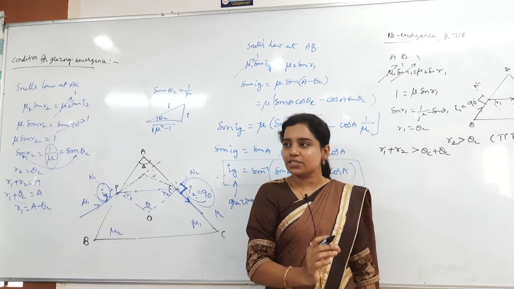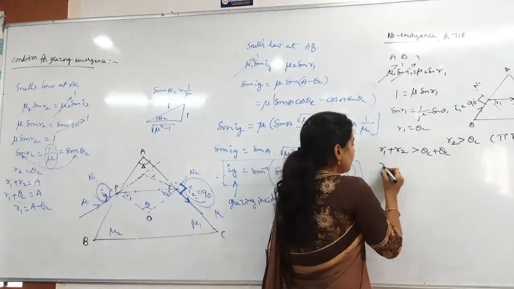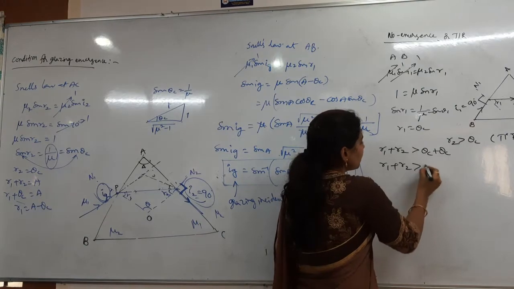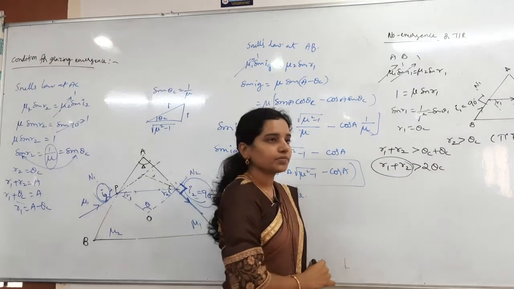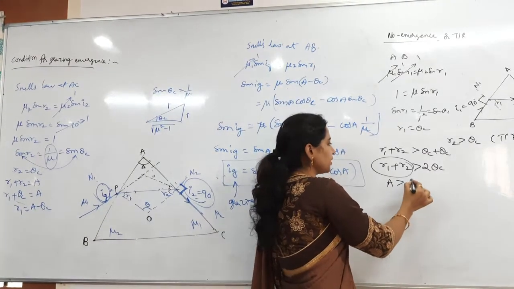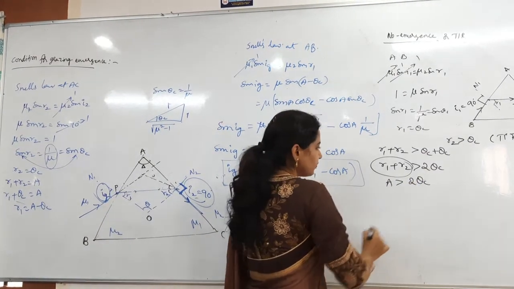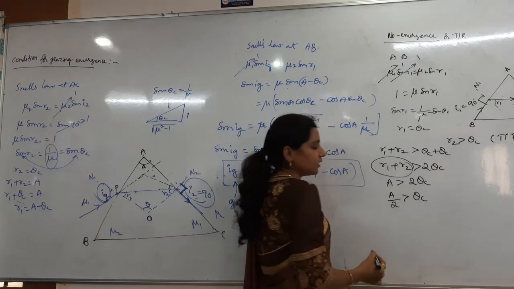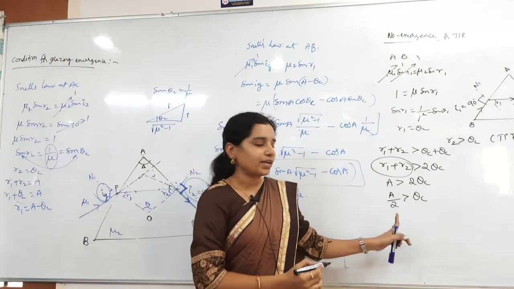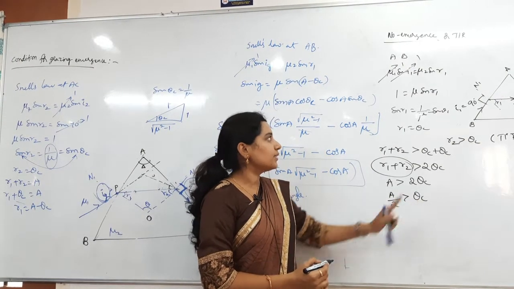You are understanding that concept? Then here R1 plus R2 is greater than 2 theta c. What is this R1 plus R2? Angle of prism A, very good. A greater than 2 theta c. Then A by 2 is greater than theta c. This is the A by 2 value we got. A by 2 greater than theta c.